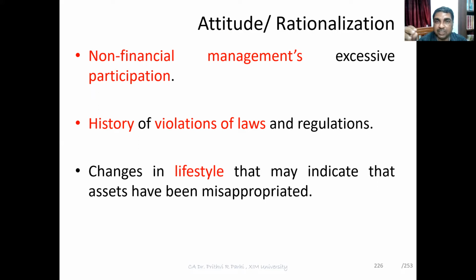The third situation is the attitude or rationalization of the management. In case one finds, or the auditor finds, there is excessive participation by non-financial managers, that is, managers who are not involved in finance are excessively participating in accounting decisions.